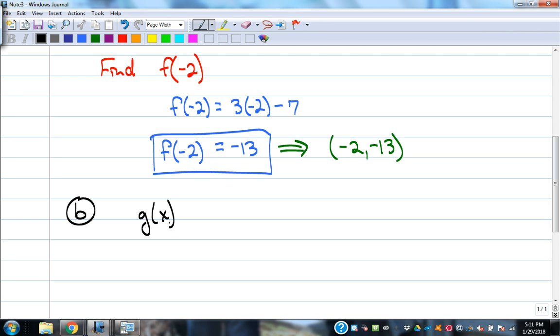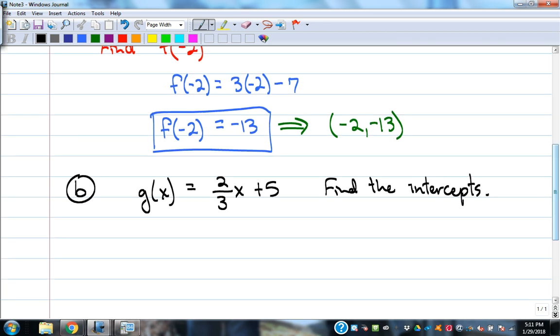All right. Here's a function. g of x equals 2/3 x plus 5. And they want us to find the intercepts. Oh, me, what does that mean? What kind of intercepts could they be referring to? X and Y intercepts, okay? So if you're going to find an X intercept or a Y intercept for this, you got to know how to do that. One way would be graph it, and then you're going to have to guess if it doesn't cross at a nice place.